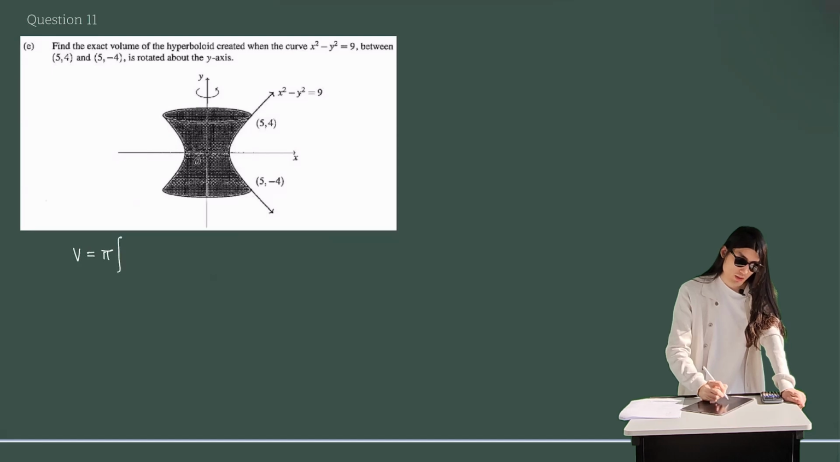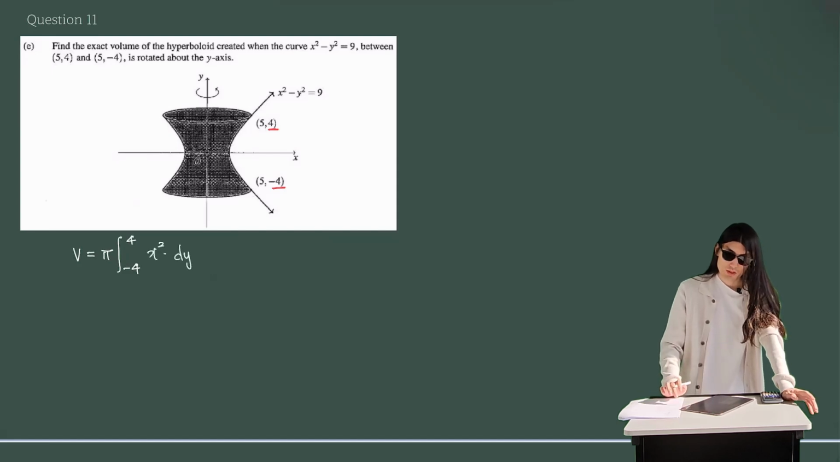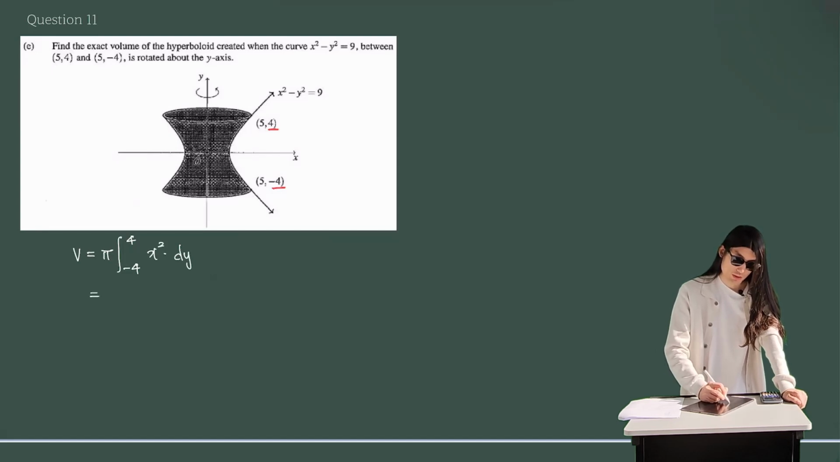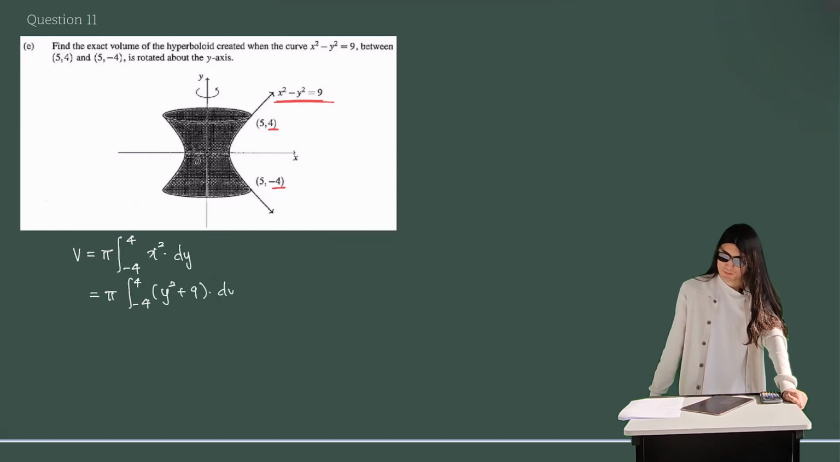Now, what's the minimum y, maximum y? Well, here they are, 4 and minus 4. Of x squared dy is your volume. Now, what is your x squared? Where do you get your x squared? You get your x squared by rearranging the function over here. And that gives 9 plus y squared, doesn't it? Or y squared plus 9. And you just integrate that.